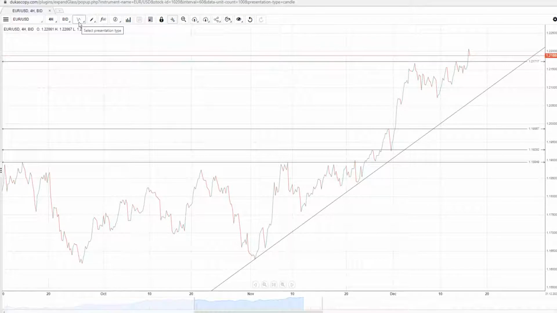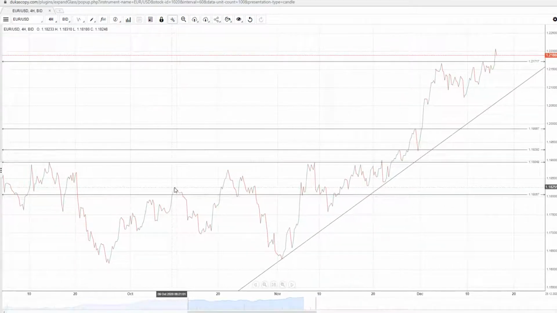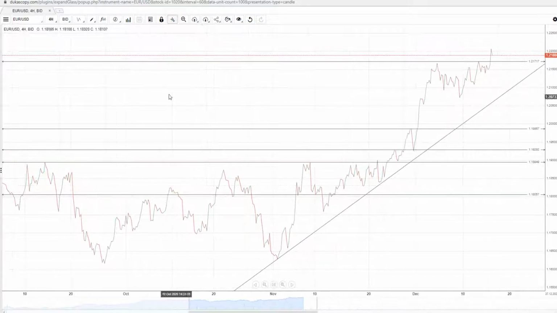So I already marked those levels, and I'm still seeing one final level which I might want to mark. Okay, yeah, this zone is kind of good. Yeah, that is good. So I go back to my candle.